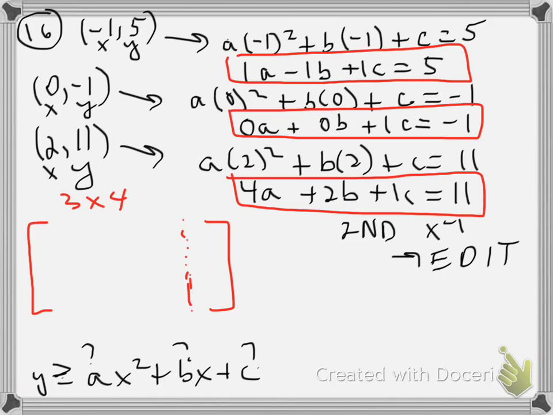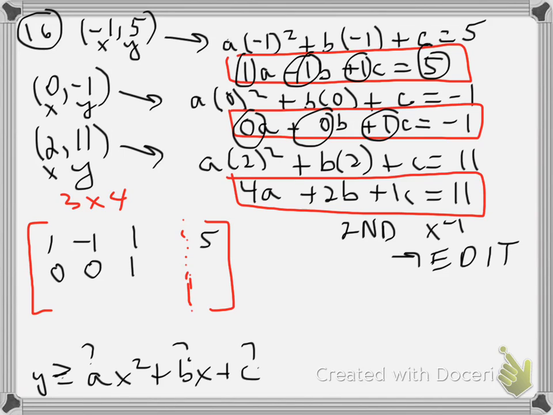And so my numbers are going to actually be, if I use the coefficients only, 1, -1, 1, and then 5. And then I'm going to use these coefficients right here. So 0, 0, 1, -1, and then I'm going to use these coefficients. Okay, and then I'd like to get it in reduced row echelon form, so I'm going to take this one and I'm going to do the RREF.